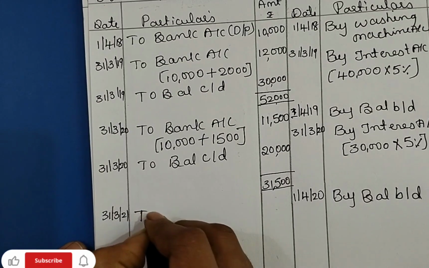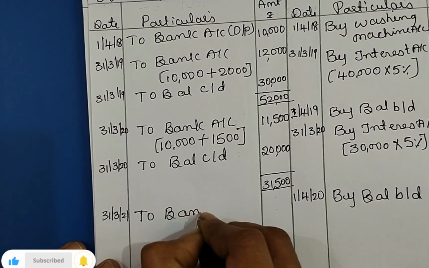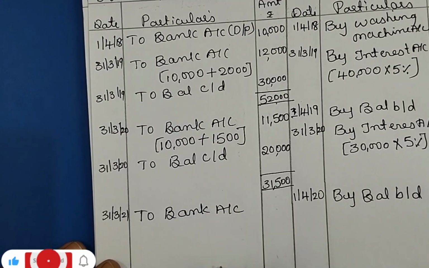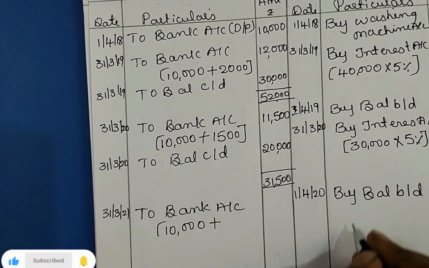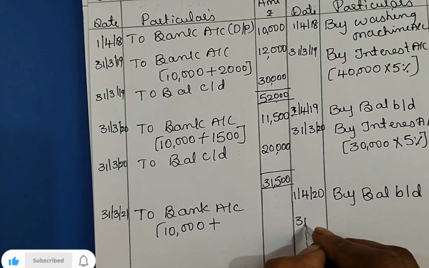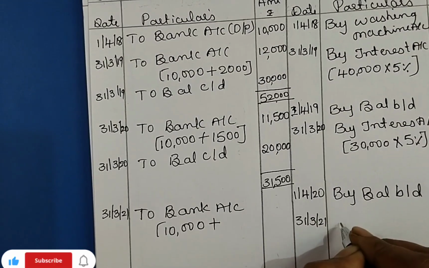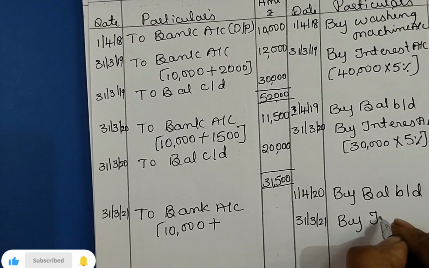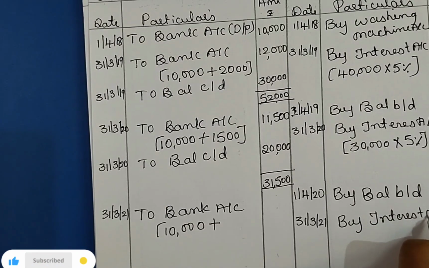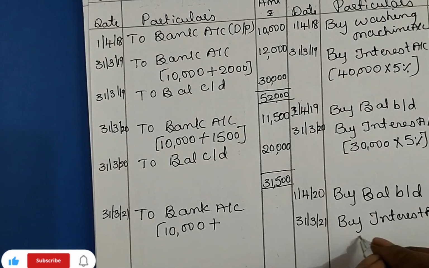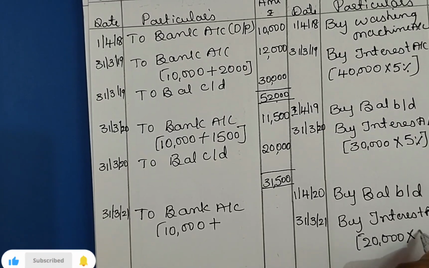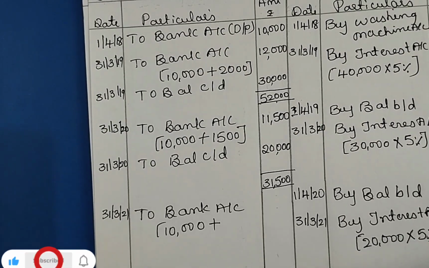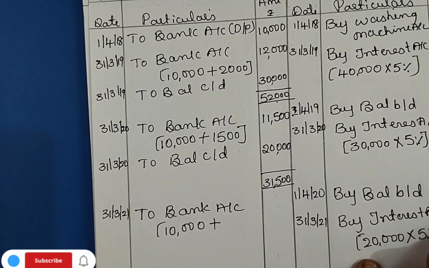2021 to bank account 10,000 plus interest. We'll calculate interest on 31st March 2021 by interest account. What is the remaining balance? 20,000 into 5%, that is 1,000.